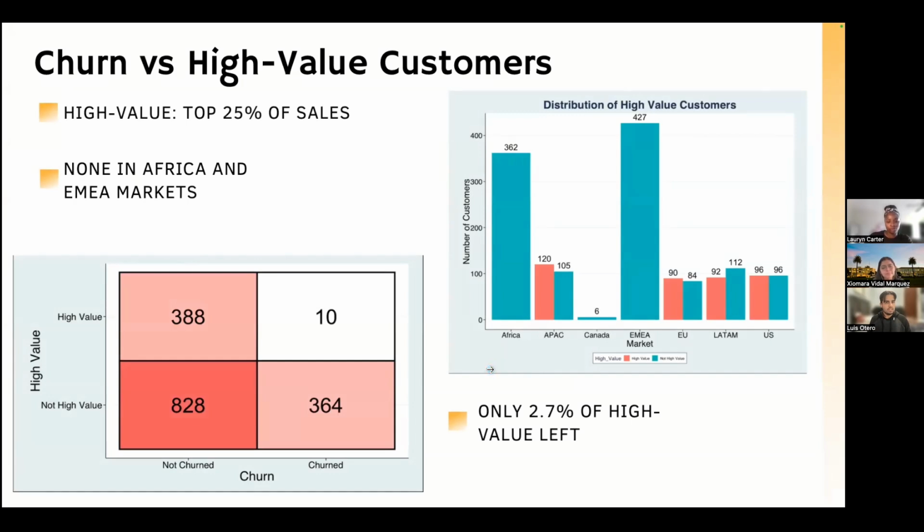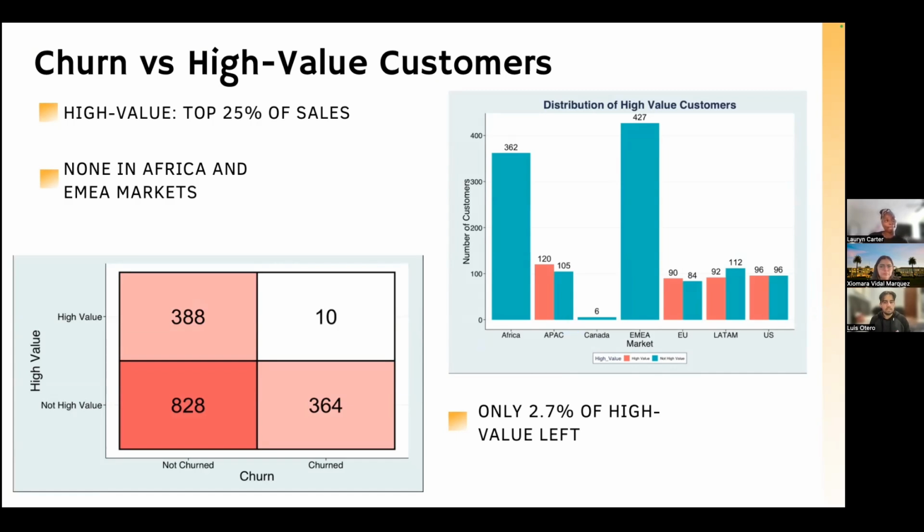We then looked at the distribution of high-value customers across the different markets. As you can see in the stacked column chart, there are no high-value customers in the Africa, Canada, or EMEA markets, EMEA being, as Xiomara stated earlier, the Europe, Middle East, and Africa markets. The high-value customers are primarily located in APAC, the Asia Pacific, Europe, Latin America, and the United States.